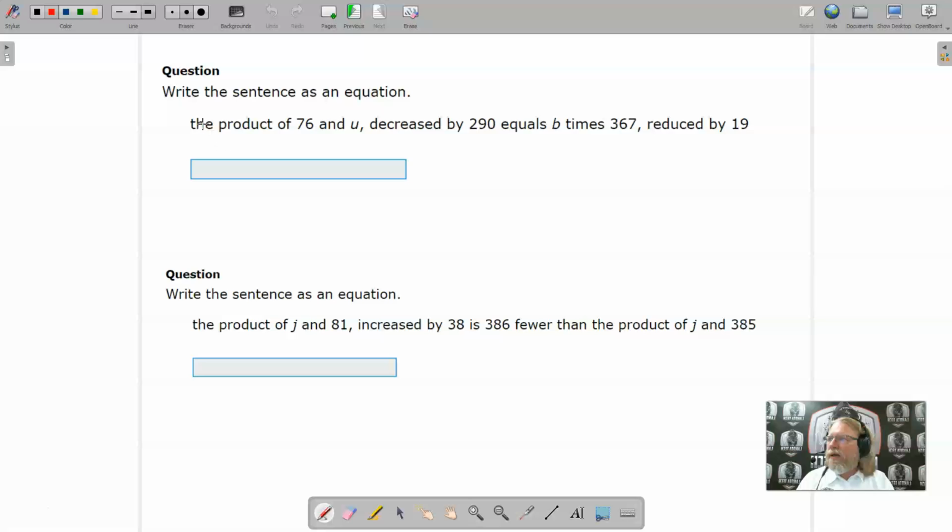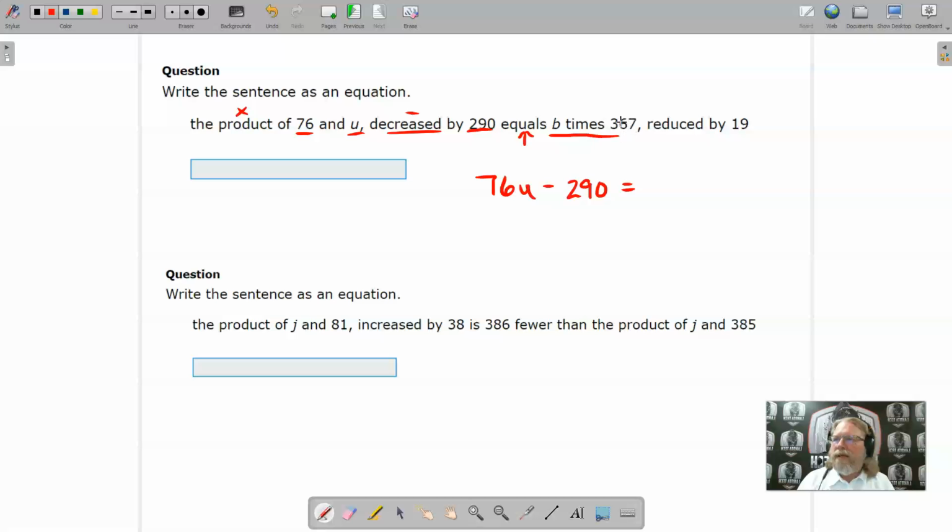Last two problems here. The product of, so product means to multiply. The product is 76 in u, so that's going to be 76u. Decreased by, so this means to subtract, so I need a subtraction sign. 290 is what we're decreasing it by. Equals, so this is where our equal sign goes. So you just work your way through it, and just like como estas, like what's up, and wo ist die Toiletten in German is where is the toilet, we're just taking what we got here in English and translating it over to math.